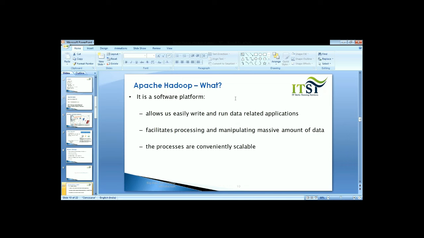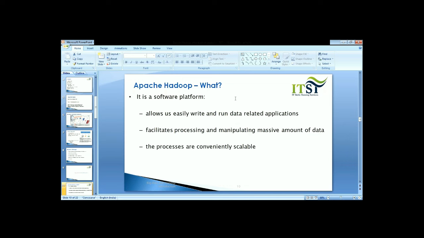Next, the processes are conveniently scalable. HDFS has one good thing, and that is scalability. It supports vertical scalability and horizontal scalability. Vertical scalability means increasing the CPU and increasing your RAM, whereas horizontal scalability means adding more machines to the cluster. A cluster is a group of master and slaves. You will have one master and n number of slaves, and all this together is known as a cluster. Whenever I use the word cluster, bring this to your mind.